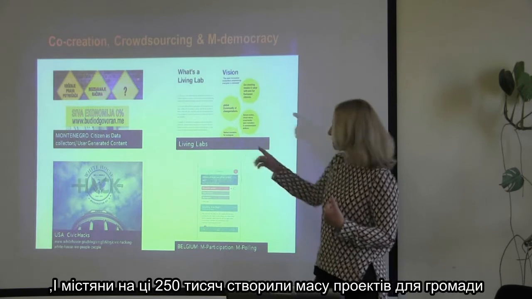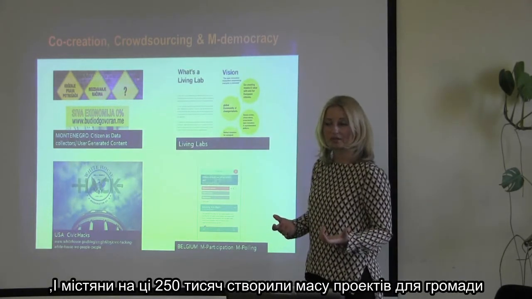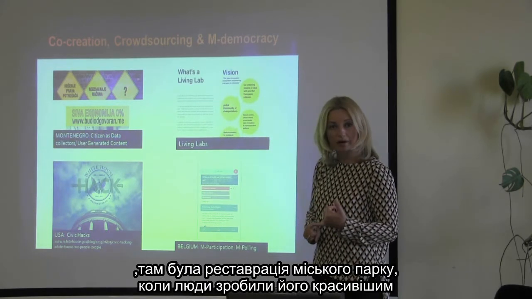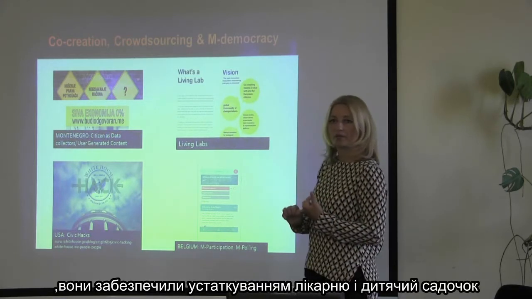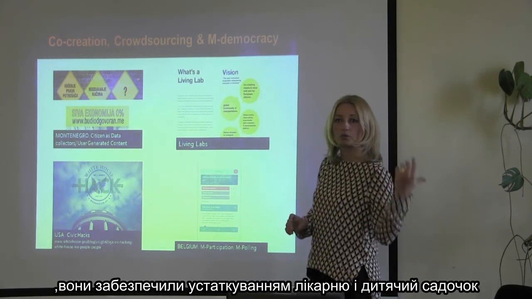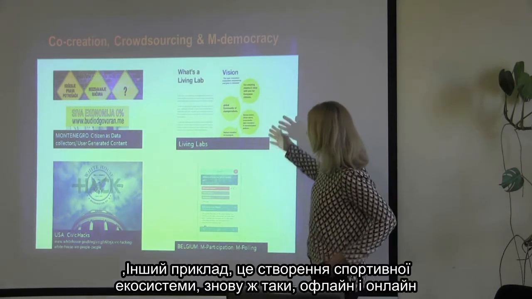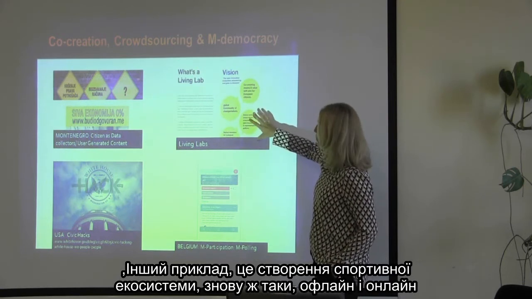And the citizens, with the 250,000, created a lot of community projects. There was, I believe, a restoration of a city park where they re-landscaped the park to make it more beautiful. They provided equipment to rural, remote hospitals and kindergarten. Now, that's one example. The other example, it's creating a supportive ecosystem.